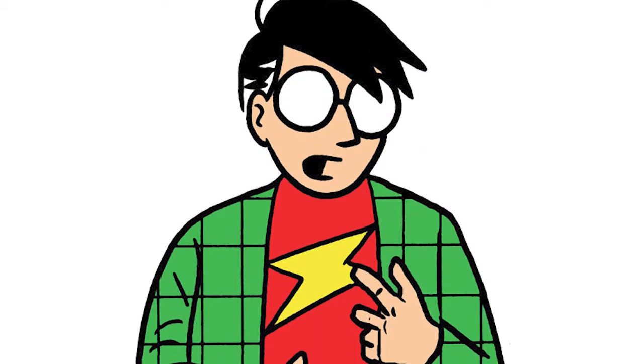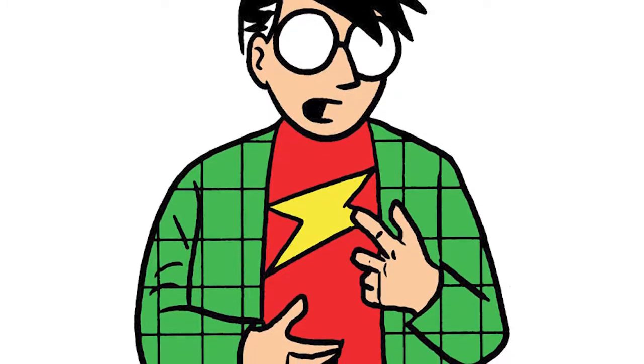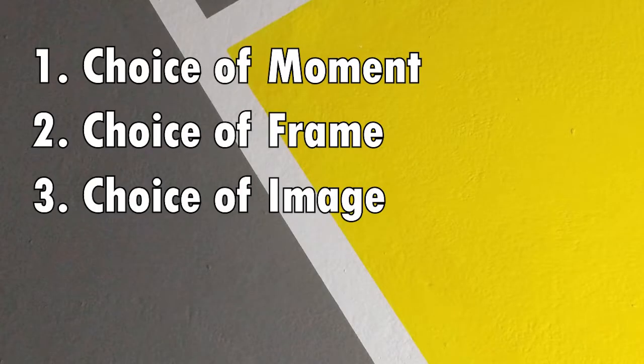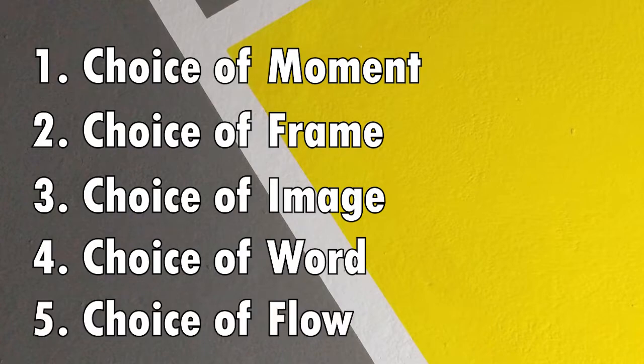Scott McCloud breaks these choices into 5 basic types: the choice of moment, the choice of frame, the choice of image, the choice of word, and the choice of flow.